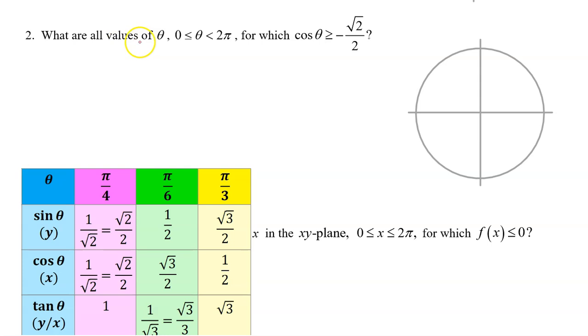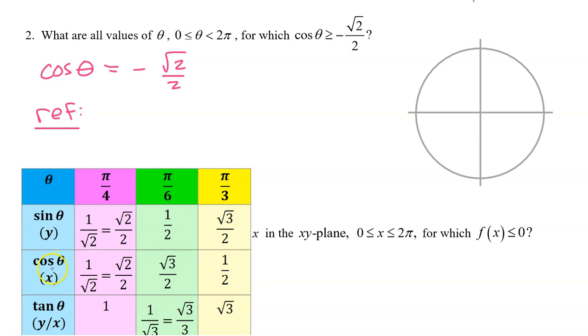Number 2, what are all values of theta between 0 and 2 pi for which cosine theta is greater than or equal to negative radical 2 over 2? To find where cosine theta is greater than or equal to negative radical 2 over 2, we begin by finding where cosine theta is equal to negative radical 2 over 2. We can find the reference angle by ignoring the negative sign and asking the cosine of what angle is radical 2 over 2.